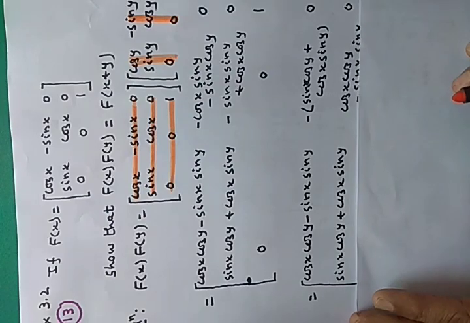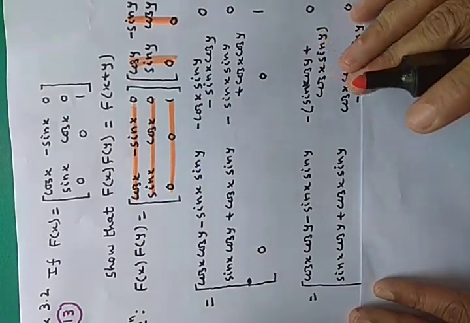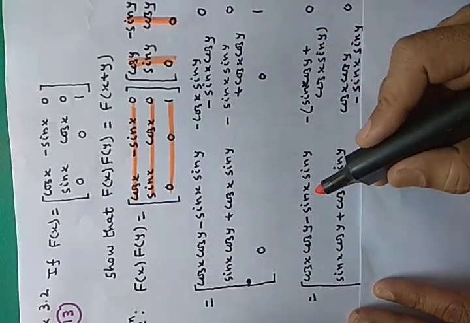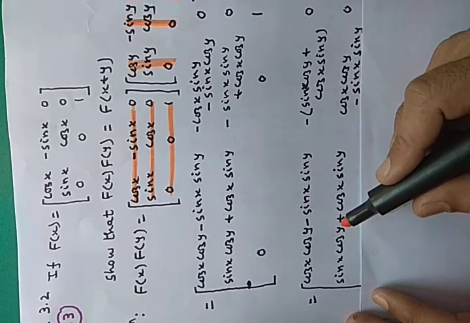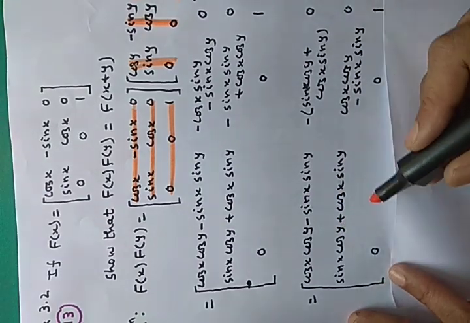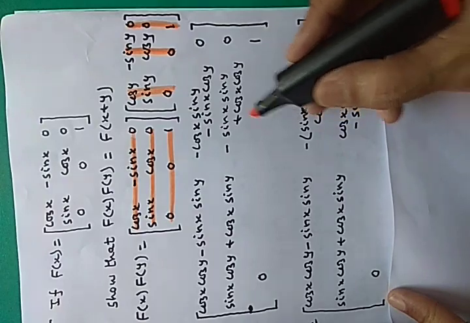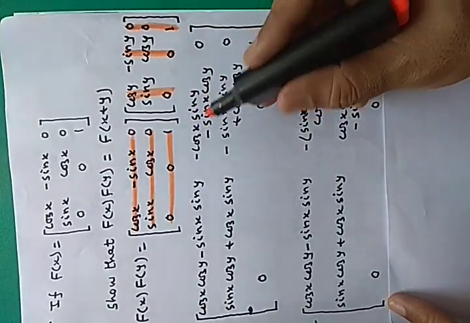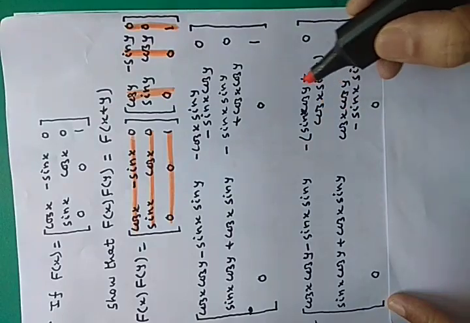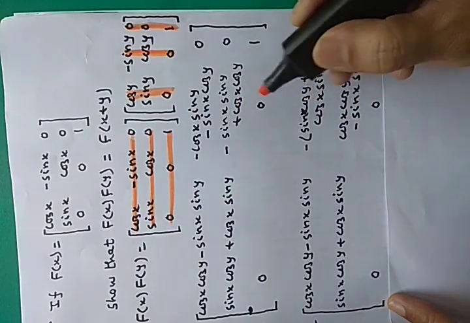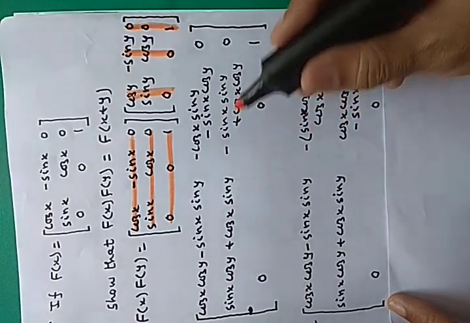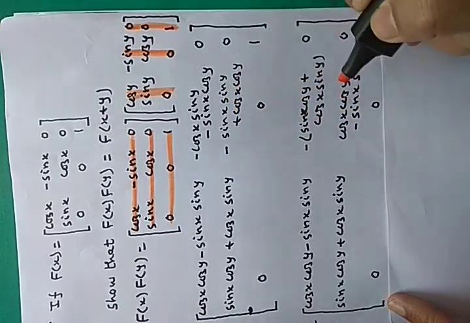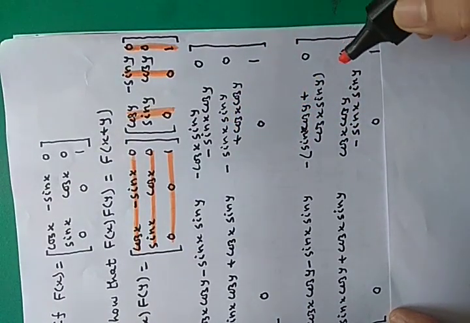Now, if you rearrange it, it will become cos x cos y minus sin x sin y, sin x cos y, cos x sin y, 0. Then you can take minus common from here. It will be sin x cos y plus cos x sin y. Then the next step, this can be written like this: cos x cos y minus sin x sin y, then 0 0 1.